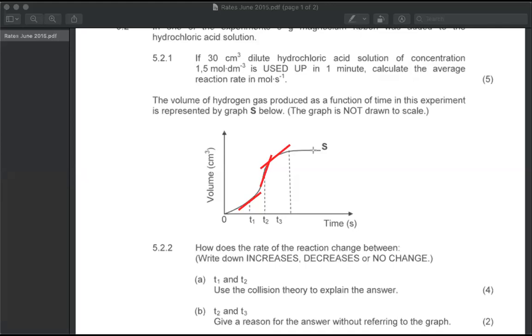And T2 and T3, we see between T2 and T3, the reaction rate goes down. And the reason for that is the concentration of the reactants decreases. There's less effective collisions. So there'll be less particles for effective collisions to take place. So the reaction slows down. All right, let's look at that answer there.